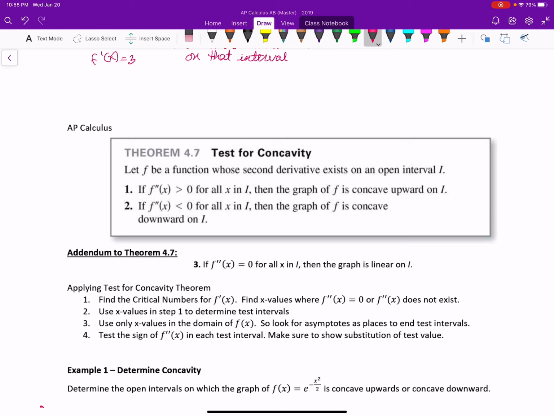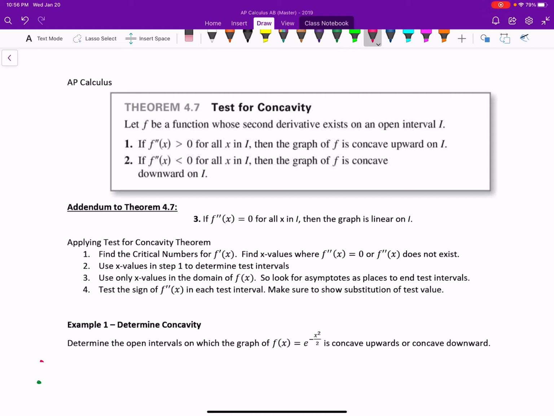So how do we apply the test for concavity? Find the critical numbers of f prime of x. Find x values where f double prime of x is equal to 0 or does not exist. It just works exactly the same. We're doing essentially the same thing we did when we found increasing and decreasing on a function, but we're applying those rules to the derivative function instead. So use the x values in step 1 to determine test intervals, just like we would for increasing and decreasing.